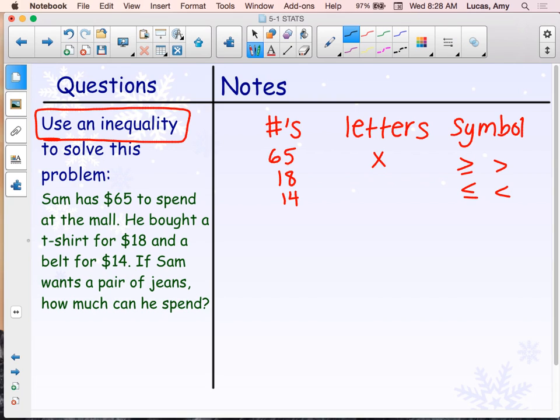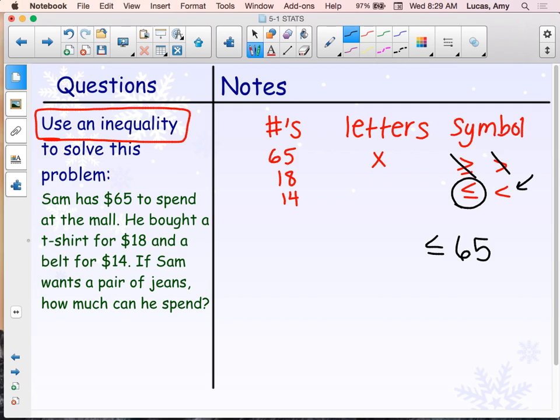He's shopping, okay? He has $65 to spend. So to me, that means I'm going to put the 65 over here. That's what he's got, $65 to spend. Now, can he spend greater than or equal to 65? No, you can't spend more than you have. Can he spend exactly 65? Sure. Could he spend less than 65? Sure. This is the best symbol to use because he could spend right up to the $65.